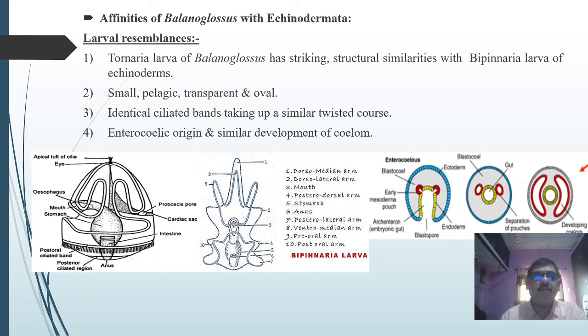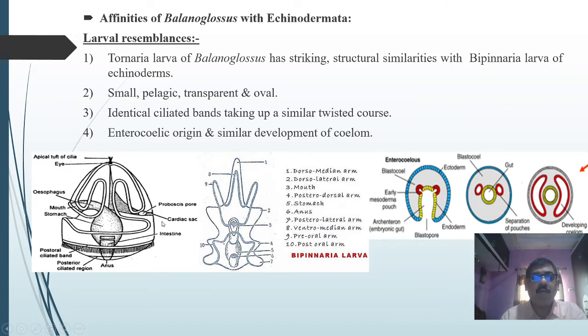Then next, the larval resemblance or affinity of Balanoglossus with Echinodermata. What are the similarities with the larva? The larva of Balanoglossus we have already discussed. This is the Tornaria larva of Balanoglossus, and we have also discussed the larva of the Echinodermata in the last unit, which is called the bipinnaria. If you observe the similarity between these two larvae, the Tornaria larva of Balanoglossus has striking structural similarities with the bipinnaria larva of the Echinoderms.